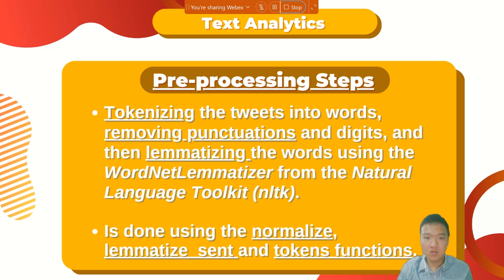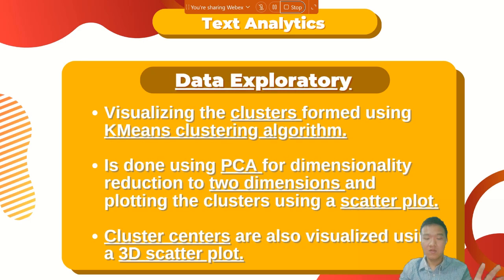So to conclude, for the text analysis pre-processing step, I have used tokenizing the tweet into words, removing punctuation and digits, and also lemmatizing the words using WordNet Lemmatizer and NLTK. It is also done using the normalized lemmatizer and tokenize function. For the exploratory analysis, I have visualized the clusters formed using the k-means clustering algorithm, and also used PCA for dimensionality reduction into 2 dimensions, and plotted the clusters using a scatter plot.